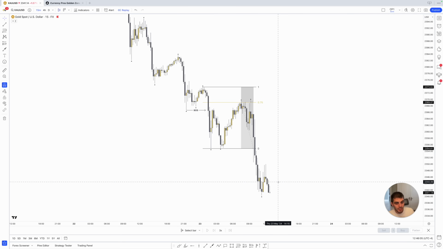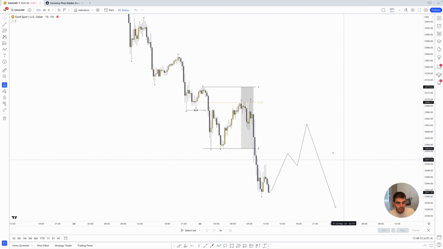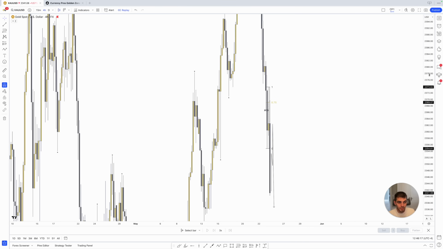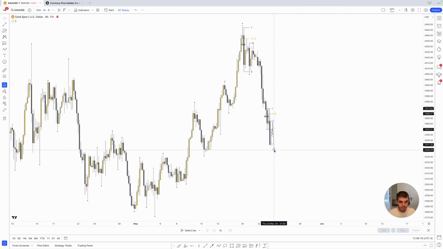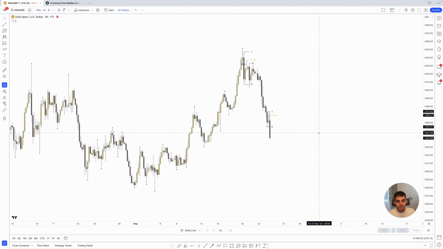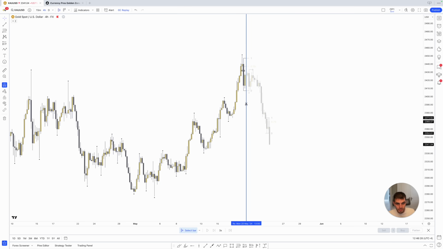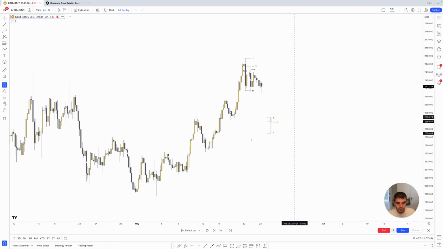Honestly, I'm anticipating this to happen again, maybe not right away, but I would anticipate another short opportunity coming into play very soon. And the reason for that is going back to the 4-hour time frame. Let's take a look at the overall bias here. You'll start to understand why I have such a short bias on the 15-minute time frame. Because on the 4-hour time frame, let me use the replay tool and take it back to here.